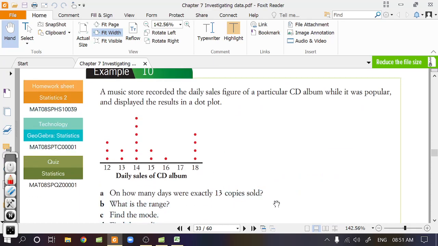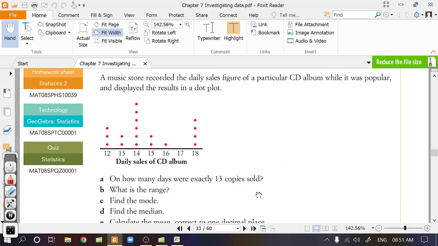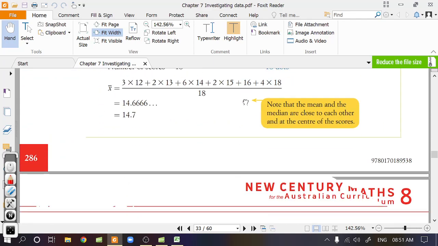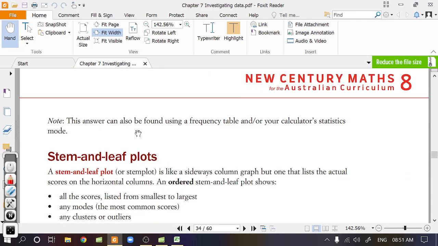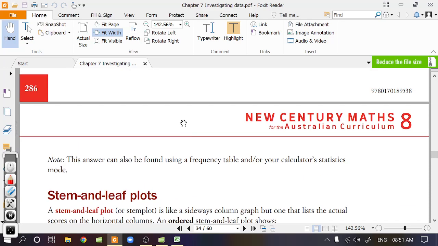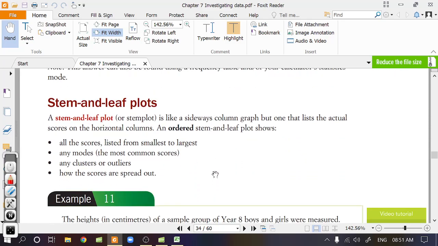I hope you understood this. Slowly do the problem and understand it clearly. Next, this answer can be found using a frequency table or your calculated statistics mode. He is saying don't use the frequency table, but we have used it, no problem. Using a frequency table is not a wrong thing.